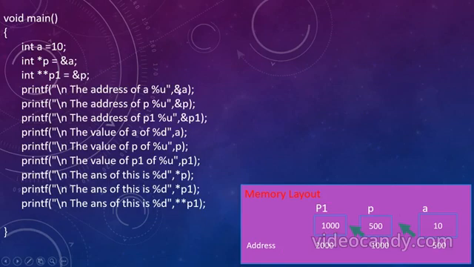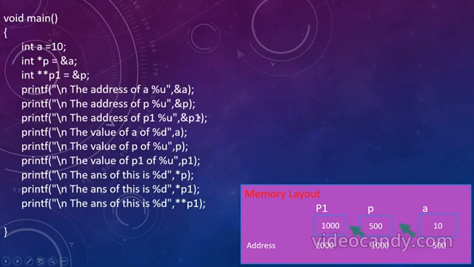So now if I say &a, if you remember what ampersand does, it gives the address. So here I am printing the address of a. The address of a is 500, so it will print 500. Next I am doing &p. Again, ampersand gives what? Address. So here I am printing the address of p. The address of p is 1000, so the answer should be 1000.